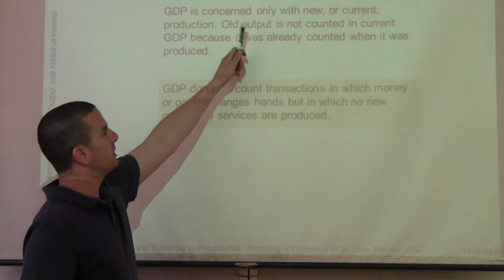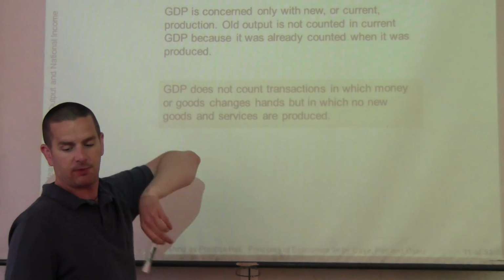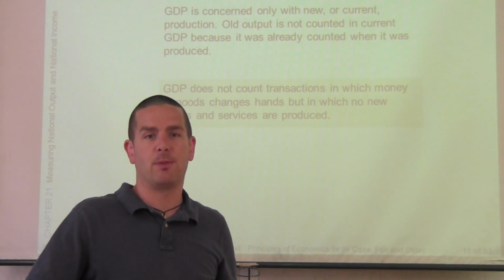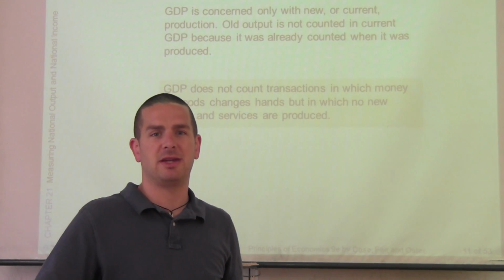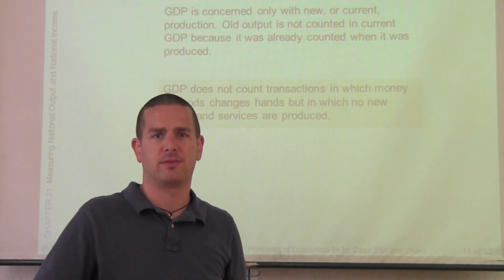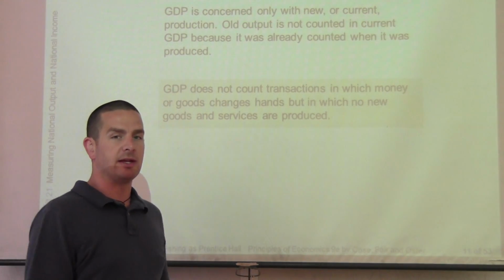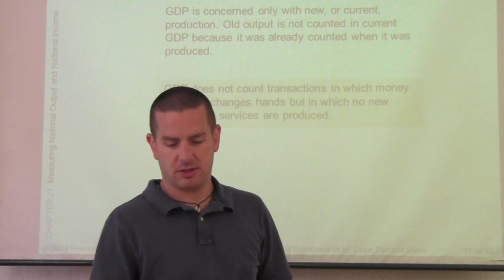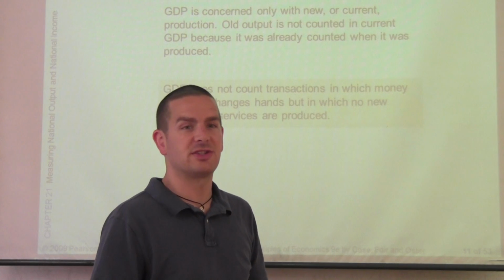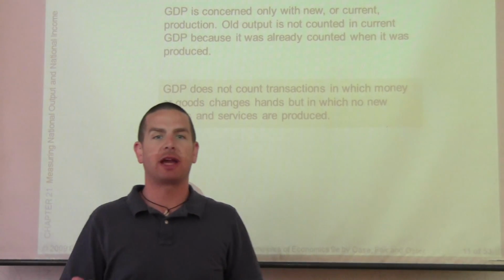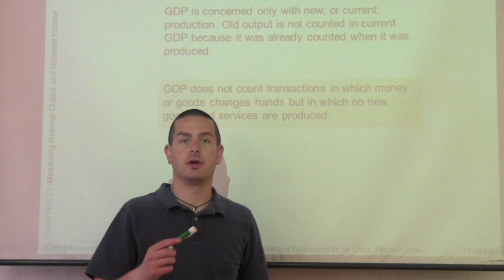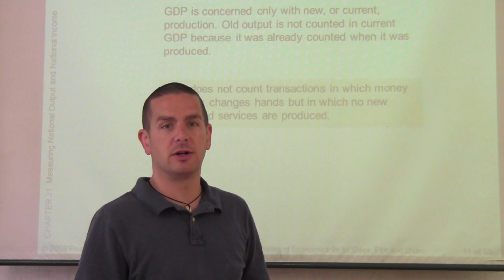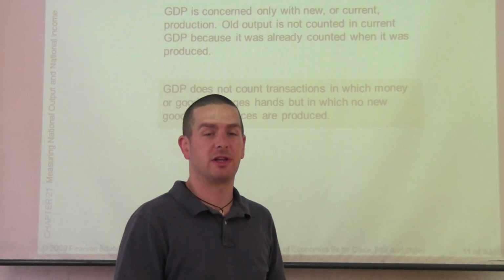GDP is only concerned with new production. When we're calculating GDP, when we're adding up aggregate output, right? That's what GDP is. GDP is nothing more than aggregate output. Okay? When we're adding up GDP, you only count the stuff that was produced this year or this quarter. Okay? You don't count the stuff, it's 2014 right now. When we're calculating GDP for 2014, we don't count up the cars that were made in 2012. Can you guess why?